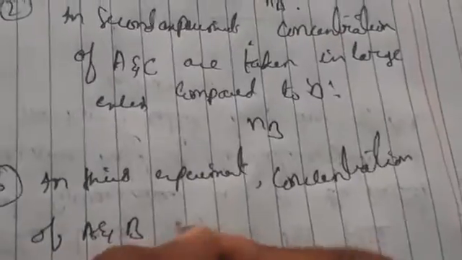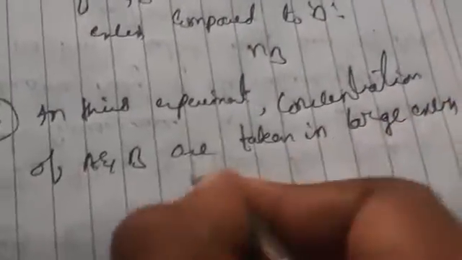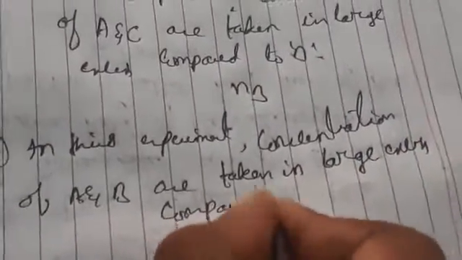In the same way, in a third experiment, the concentrations of A and B are taken in large excess compared to C, and then you will get Nc. So we can individually calculate the order of the reaction. This is about Ostwald's method.